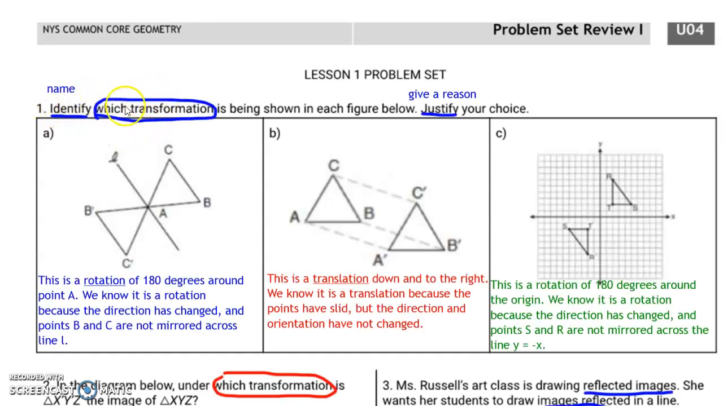Okay, in this case it wants you to name the transformation that's being shown and give some sort of reason. In this one, many students got it wrong. This is actually a rotation of 180 degrees and not a reflection. I know it's a rotation because if it were a reflection, point C would reflect directly across line L. It would be C prime over here, but it's not. Point C has been rotated around point A to point C prime.